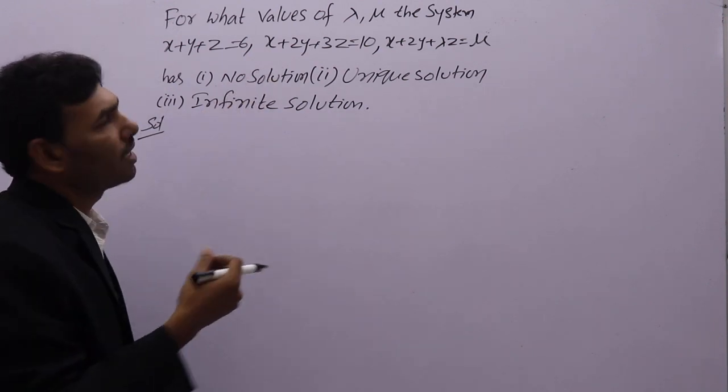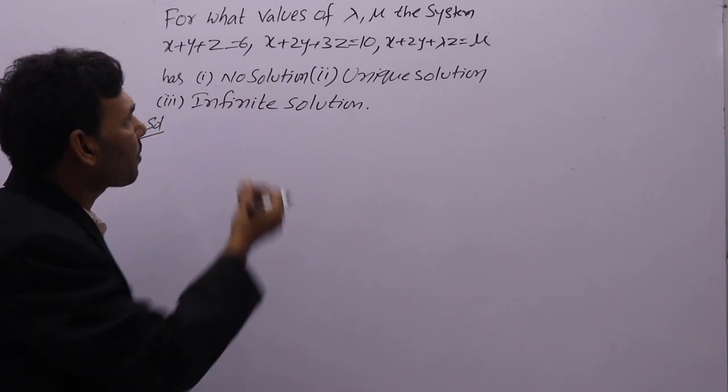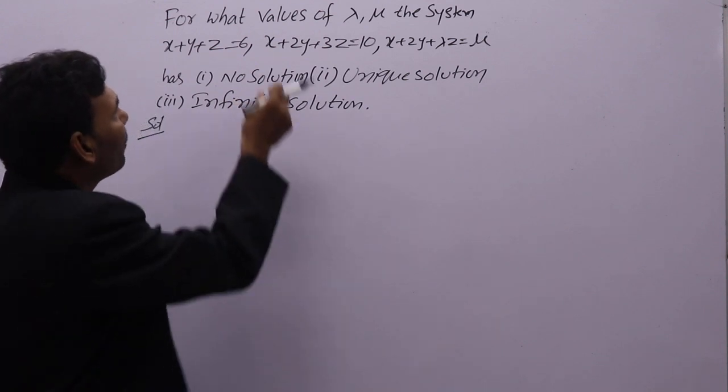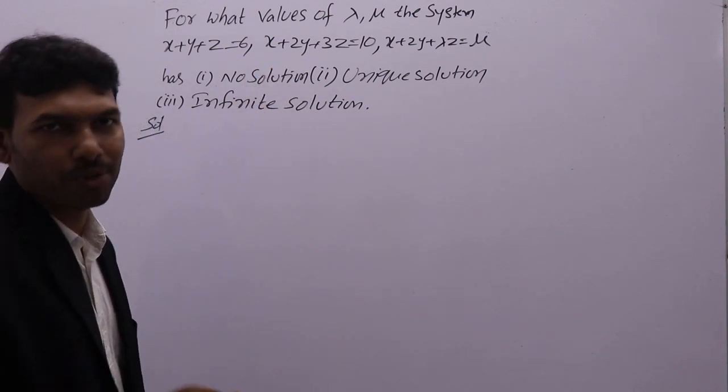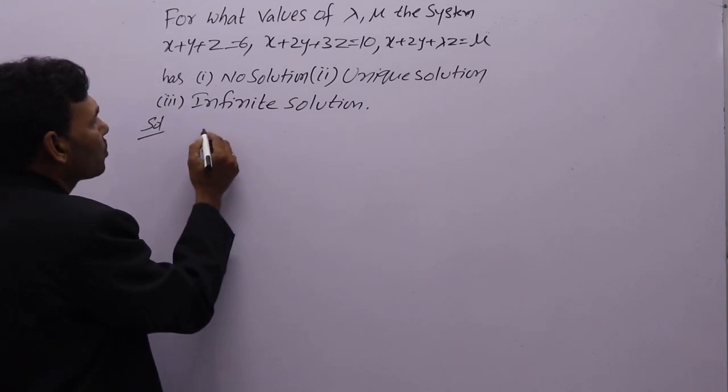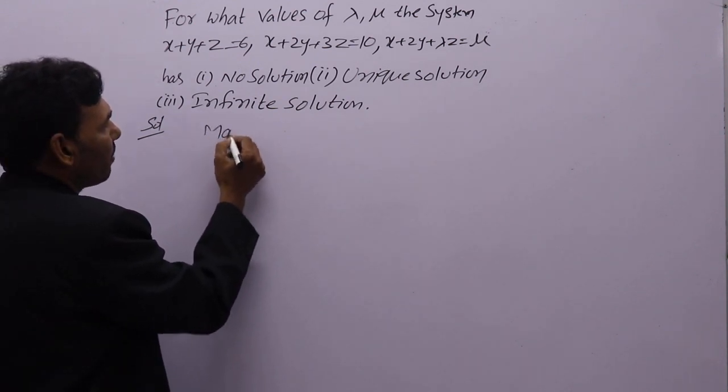The procedure is the same as previous problems. We do it the same way as the previous problems, but at the end we will discuss the values of lambda and mu. That is the only difference. So as usual, write the matrix form of the given system.